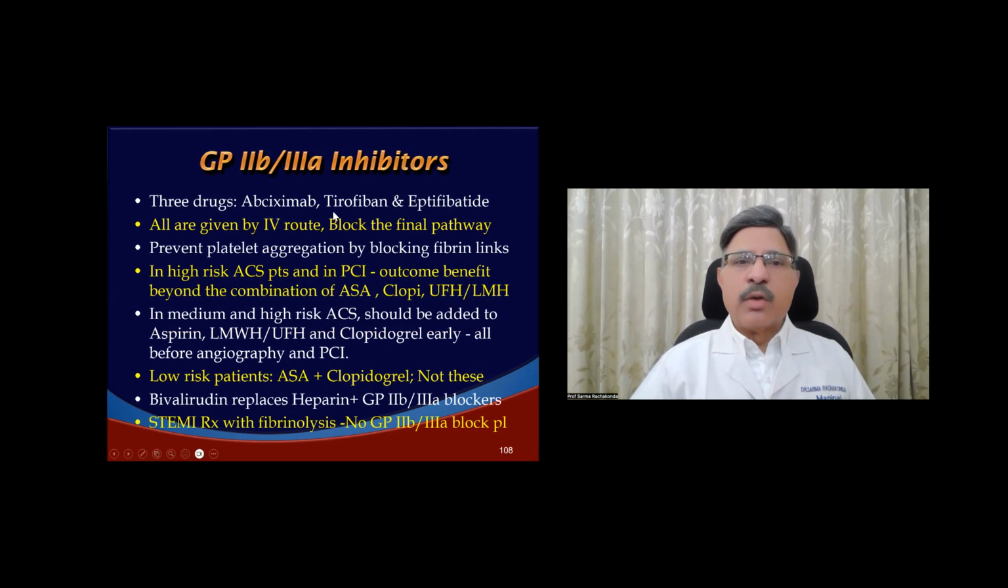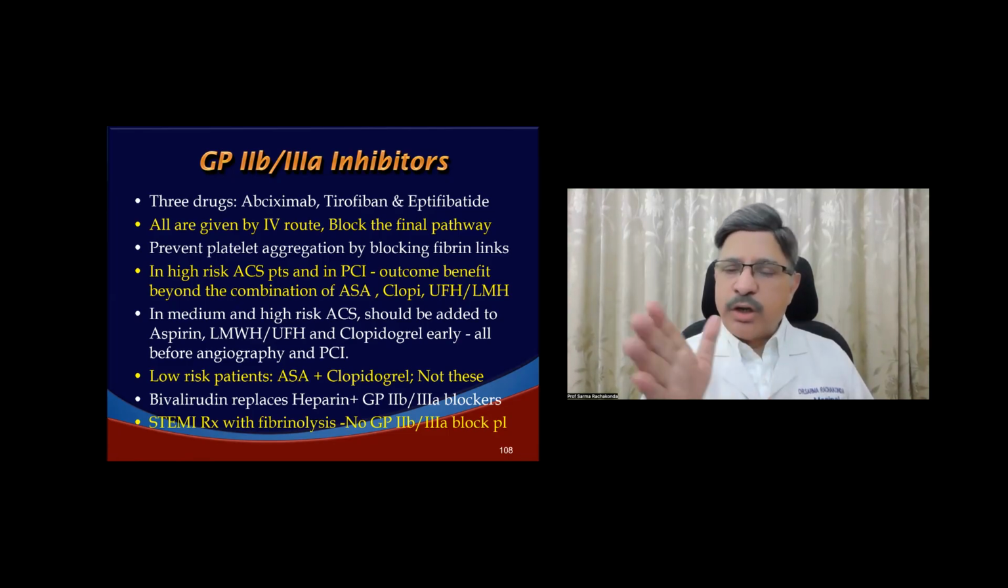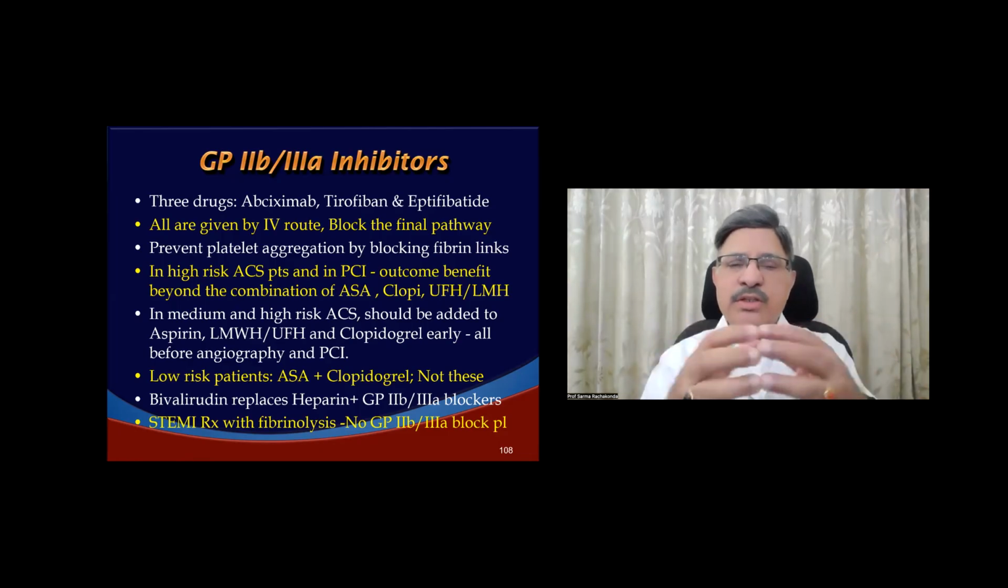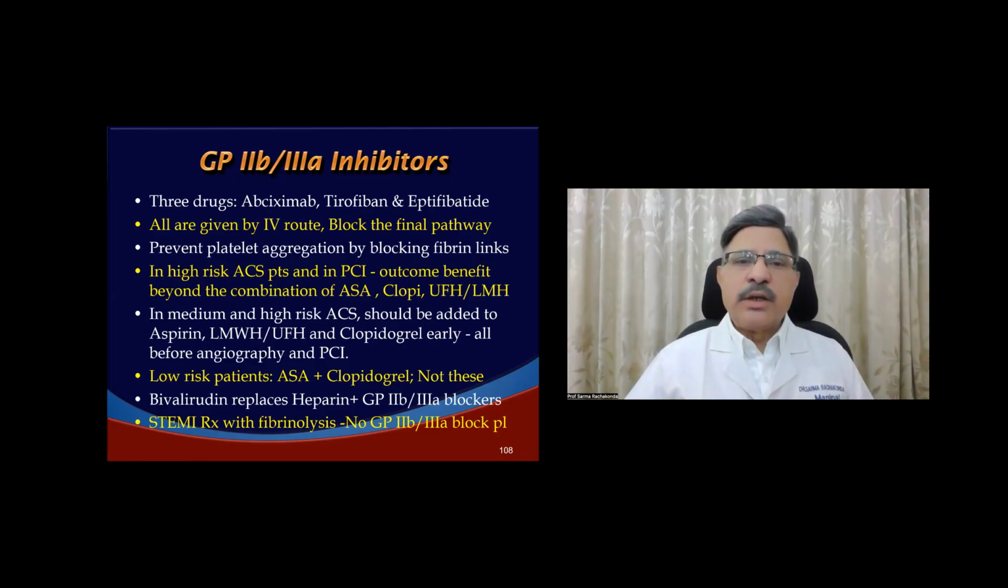3 drugs are known as GP2B3A receptor inhibitors. What is this GP2B3A? GP2B3A receptors are required for conversion of fibrinogen into fibrin. If that step is blocked, there is no fibrin, so there is no cell adhesion taking place. What are the 3 drugs? Abciximab, tirofiban, eptifibatide. All are IV route. They block the final pathway of conversion of fibrinogen to fibrin. They prevent the platelet aggregation by blocking the fibrin links.